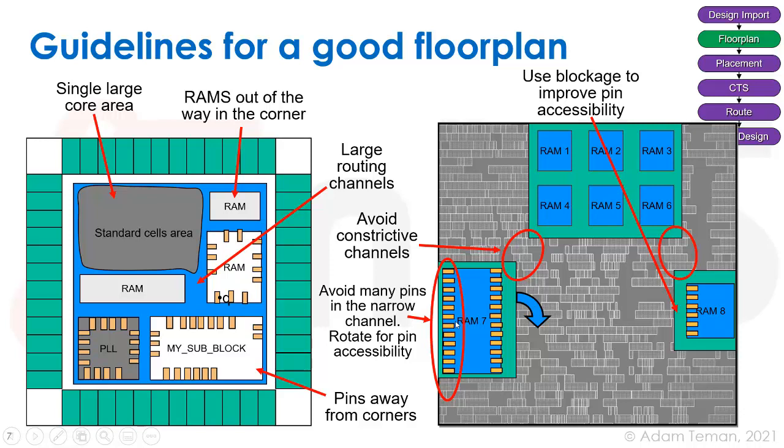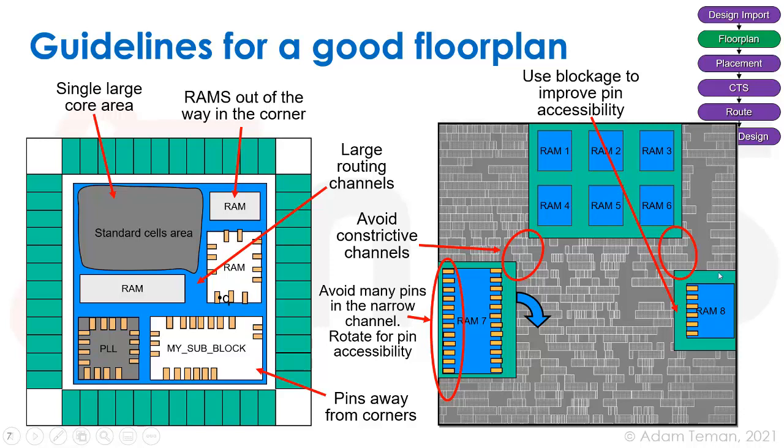So in older processes, what we could do is rotate this. Most of the time in newer processes, you can't rotate the transistors, so we're not going to be able to do that. So what we're just going to have to do is move this RAM away from the corner a bit to allow access to the pins and so forth.